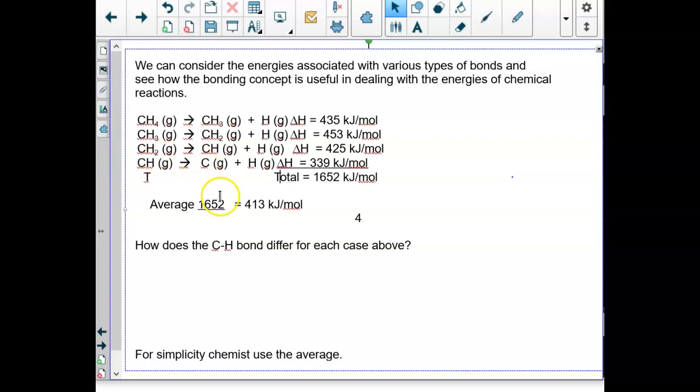So we're talking about taking an average here and dividing by 4 and go through this process here. But how does the CH bond differ for each of these cases? Meaning I have carbon attached to 4 hydrogens, a carbon attached to 3, a carbon attached to 2, and a carbon attached to 1 hydrogen. And how is that different? Okay, so how does the CH bond differ for each of these cases above? And we just use a simple average for that. So let me explain to you how we're going to calculate how we get to these values here next.